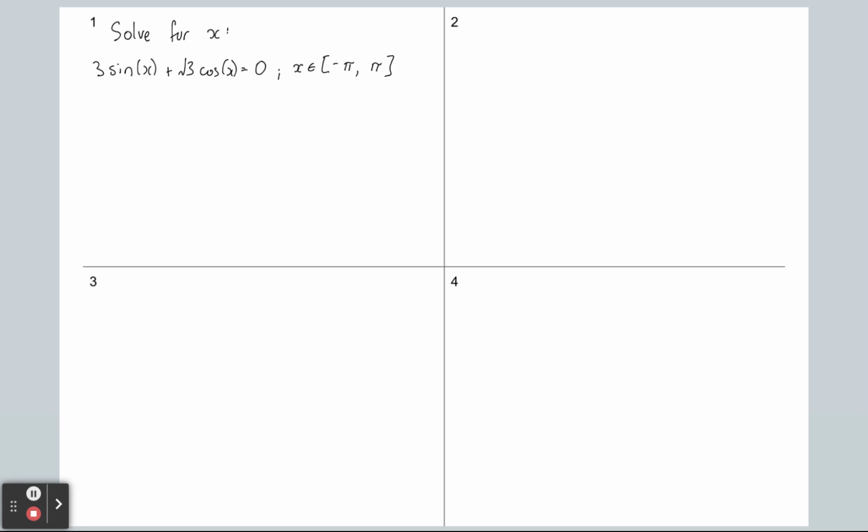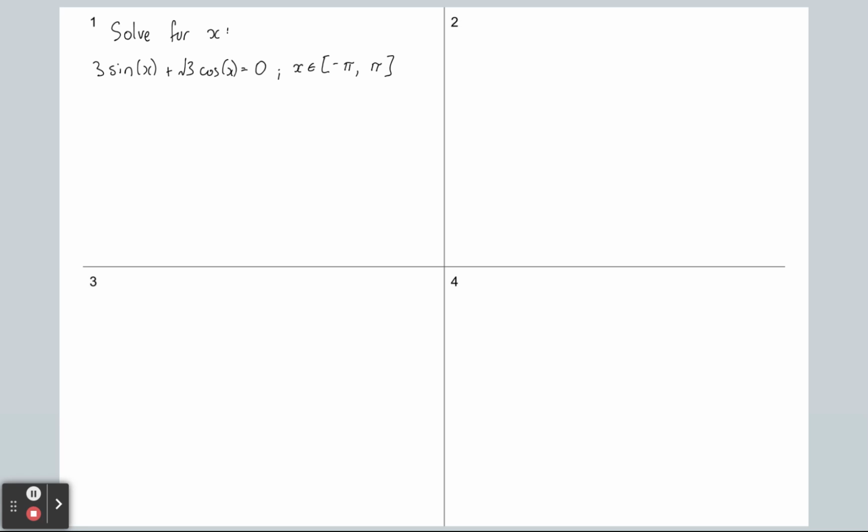Well, this is where it might be worth pausing the video and having a think about it. I guess the key question here is, if we have to get this into a single trig function, if we have to merge this together in some way, what properties or identities do we have that allow us to convert sine and cos into a single trig function? Pause the video and have a think about it.